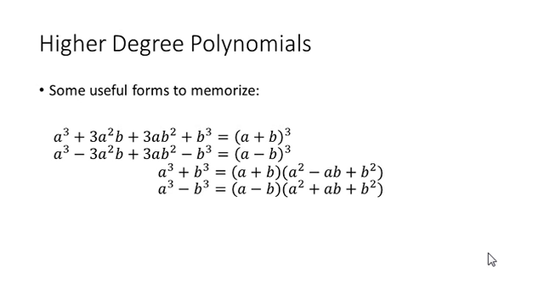Notice that once you've gotten the polynomial factored into the right-hand form, for the latter two equations, you would then factor a little bit farther to see if you can't find the roots, using any of the approaches that we've talked about here today to factor the quadratic factor, a squared minus ab plus b squared, or a squared plus ab plus b squared.